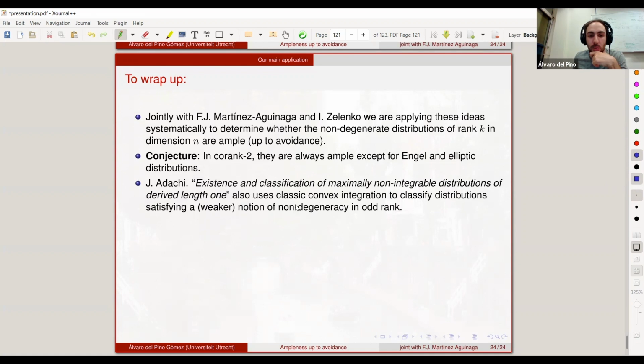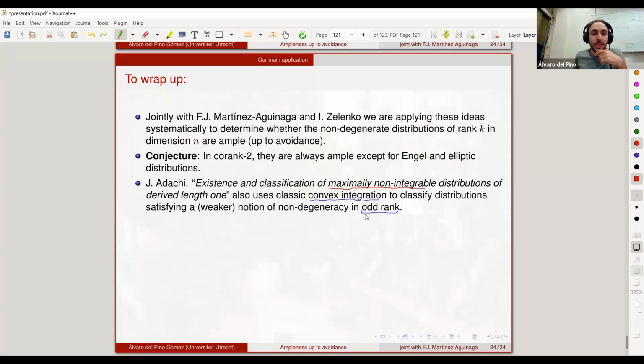So the point is this. Adachi's paper is very nice. He has the same obsession that we have, which is that he's also using convex integration to study maximally non-integrable distributions. He focuses on the odd rank case, and he provides an h-principle using standard ampleness. Now this is where your question about what maximal non-integrability means comes in, it's a good question, Yasha. What he calls maximal non-integrability is less maximal than what we call maximal.